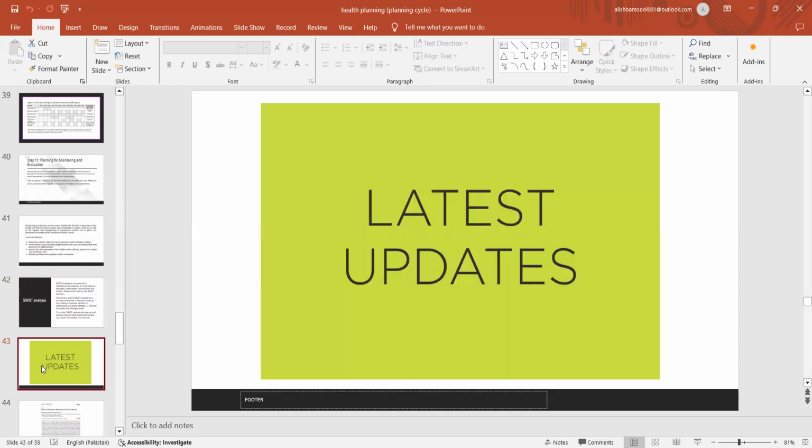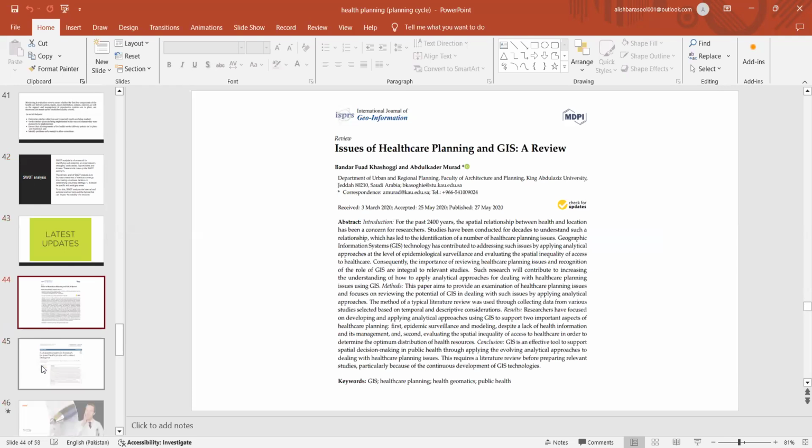Now it's time for the latest updates. Issues of healthcare planning and geoinformation system are reviewed. For the past 2,400 years, the spatial relationship between health and location has been a concern for researchers. Studies have been conducted for decades to understand such a relationship, which has led to identification of a number of healthcare planning issues. Geographic information system technology has contributed to addressing such issues by applying analytical approaches at the level of epidemiological surveillance and evaluating the spatial inequality of access of healthcare.